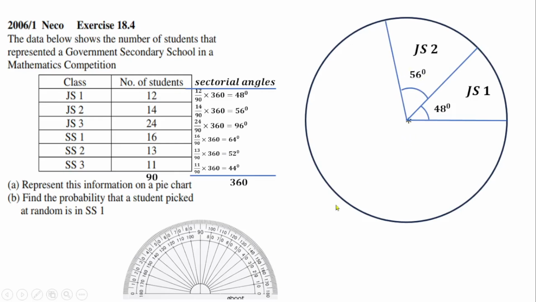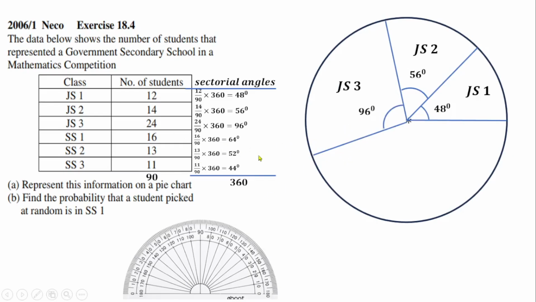represents GS2. Place your protractor again inside the circle, mind the center, and let the base of the protractor be on this radius here. Then measure angle 96 degrees, that should end here. Place your ruler and pencil and draw a straight line. Mark the angle, that's 96 degrees, that's GS3.